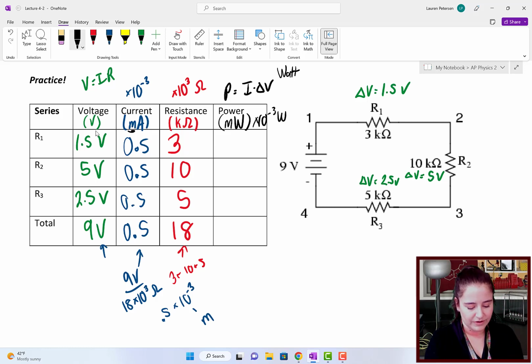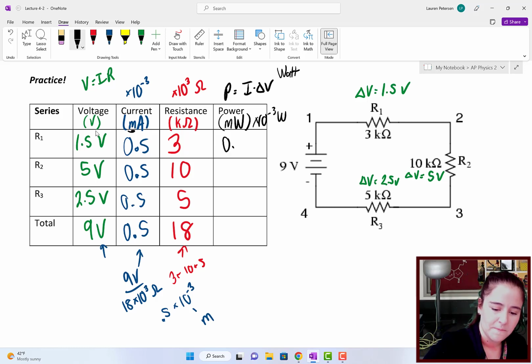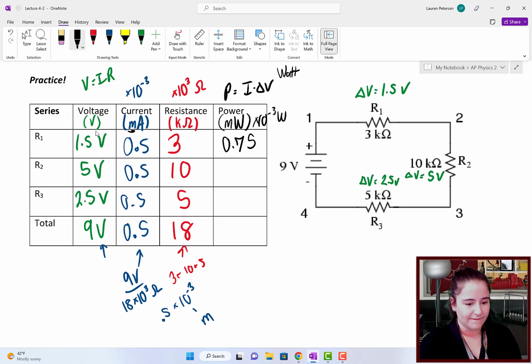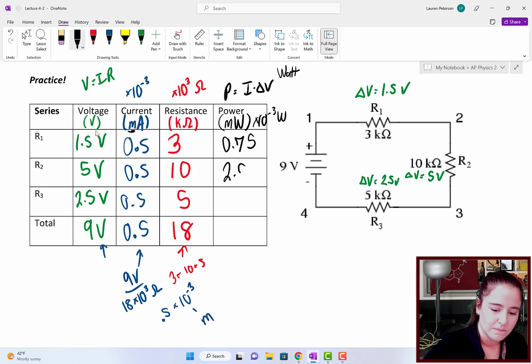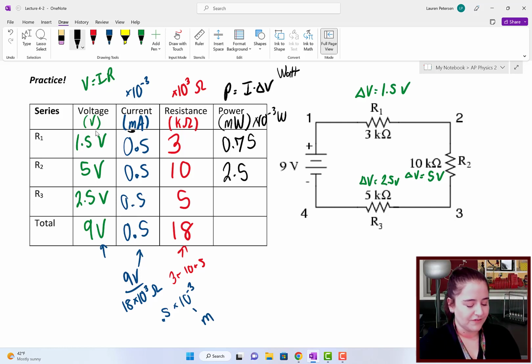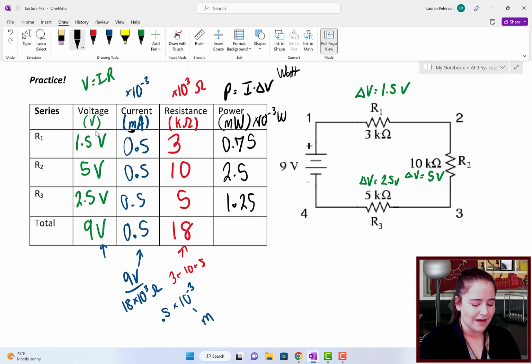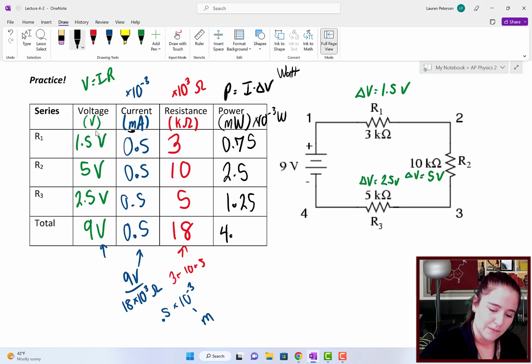So 1.5 times 0.5 is 0.75. Then we got 5 times 0.5, which is 2.5 milliwatts. 2.5 times 0.5 gives us 1.25 milliwatts. So the total power rating of this circuit would be 4.5 milliwatts.